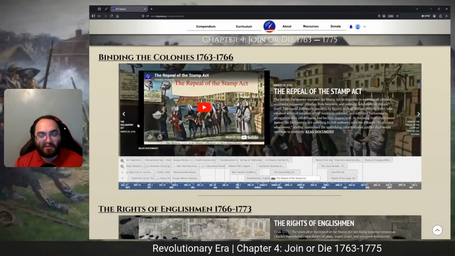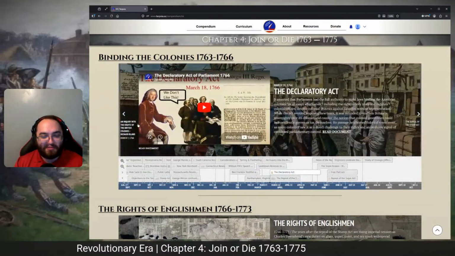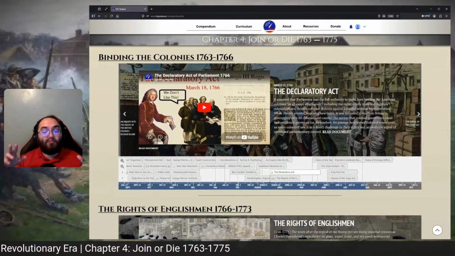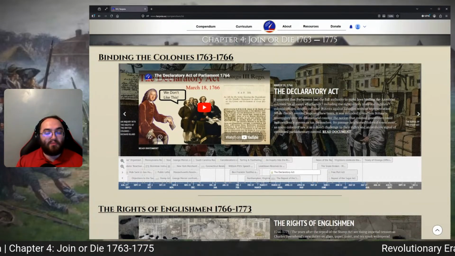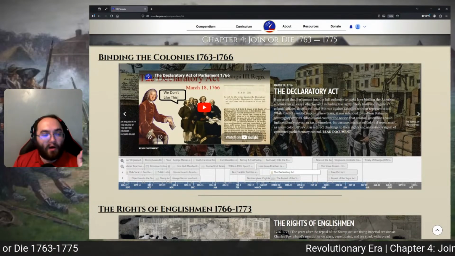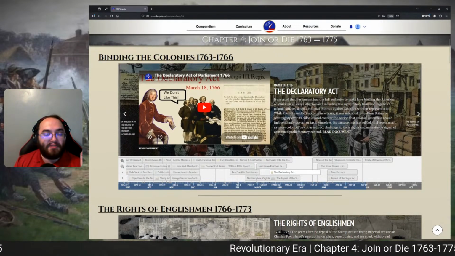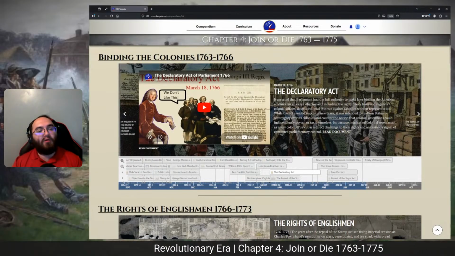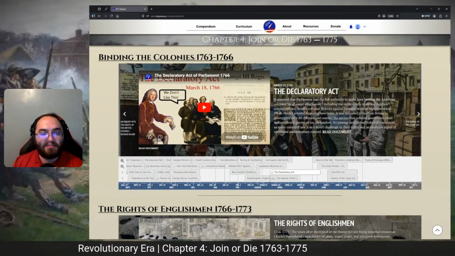So, Declaratory Act, very important. And the phrase, binding the colonies in all cases whatsoever, is exactly why I chose the name of this section. Binding the colonies in all cases whatsoever.